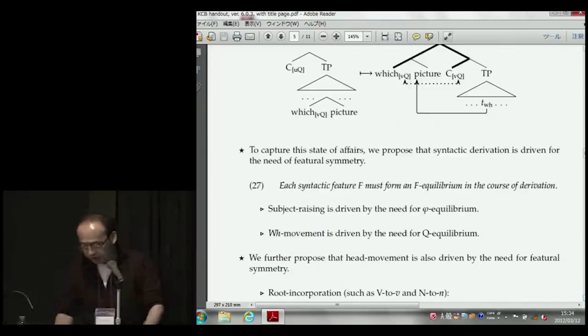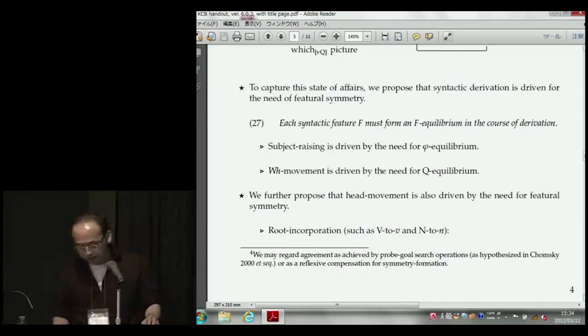To capture this state of affairs, we propose that syntactic derivation is driven by the need for featural symmetry. The idea can be stated as 27. Each syntactic feature f must form an f equilibrium in the course of the derivation. Okay, that's the main thesis that we are advancing for this talk.